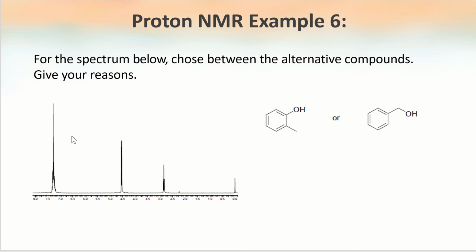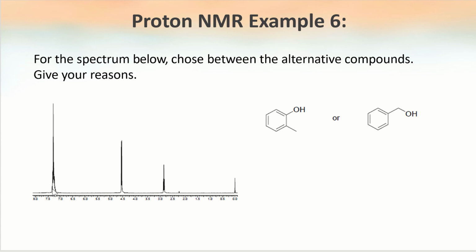So again, we're getting some more experience. Example 6. So for the spectrum below, that should have been choose between the alternative compounds. Give your reasons. All right, so here, we have two similar compounds. We have a proton spectrum, right? And this one is perhaps a little bit more tricky than the other, because you want to look at the size of the peaks, right?